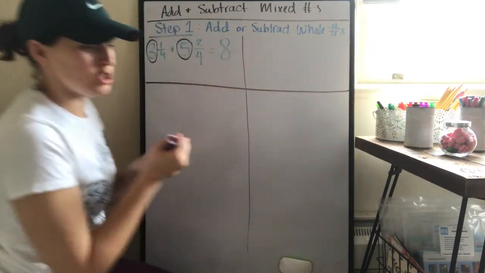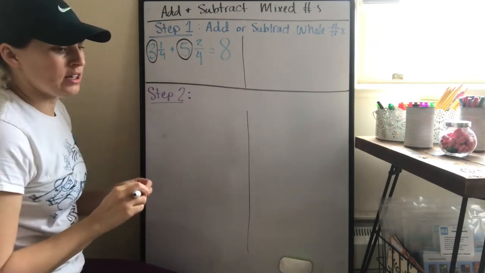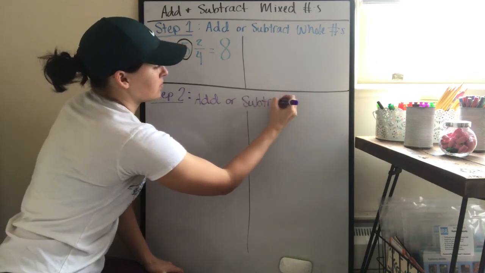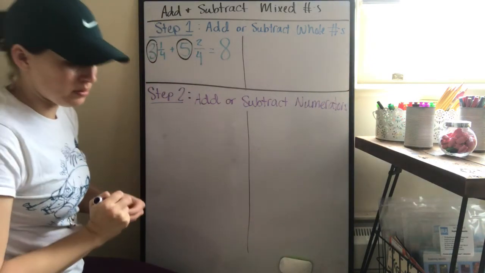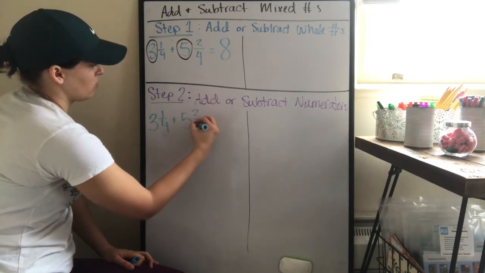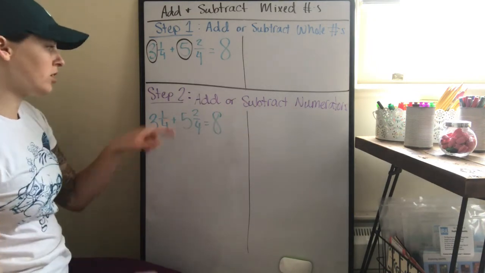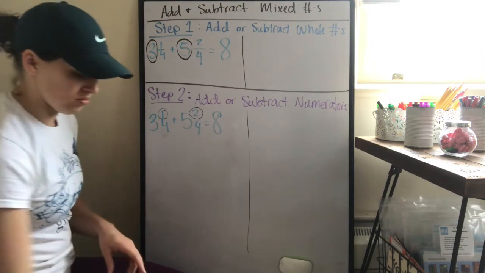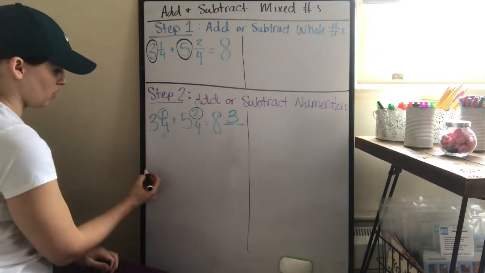Step 2. I'm going to erase this. It's going to be add or subtract numerators. So let's bring that problem down again. We have 3 1/4 plus 5 2/4. We already added our whole numbers. So now we are going to add the numerators. Our numerators are on top. What is 1 plus 2? 3. Now let's move on to step 3.